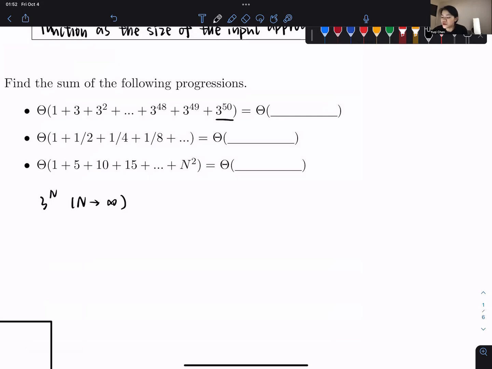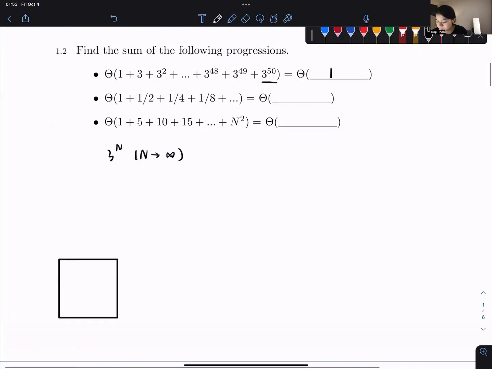And as you can note, for most asymptotic problems we have the input as n, and n approaches infinity. But here we have the input as 50, which is a constant. So overall, the order of growth of the expression is constant time, and we express it as big theta of 1.